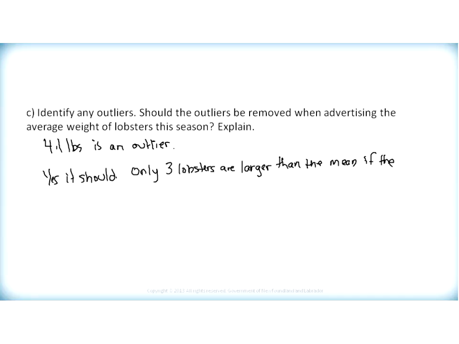There's only one outlier here as well, right? It's only the 4.1. It gives us an unfair representation of the size of the lobsters, of the average size of lobsters.